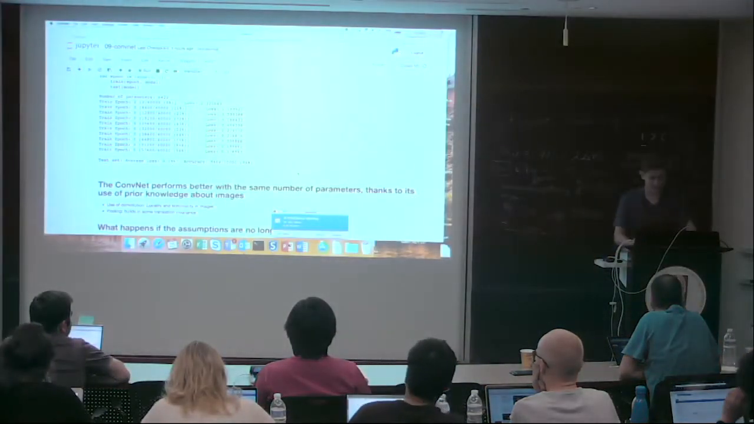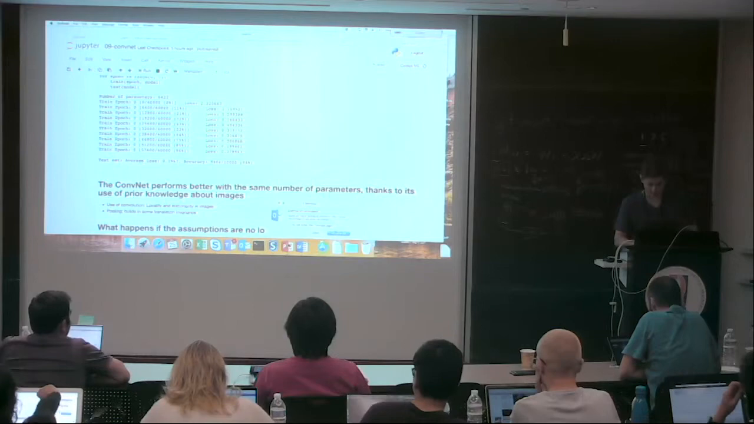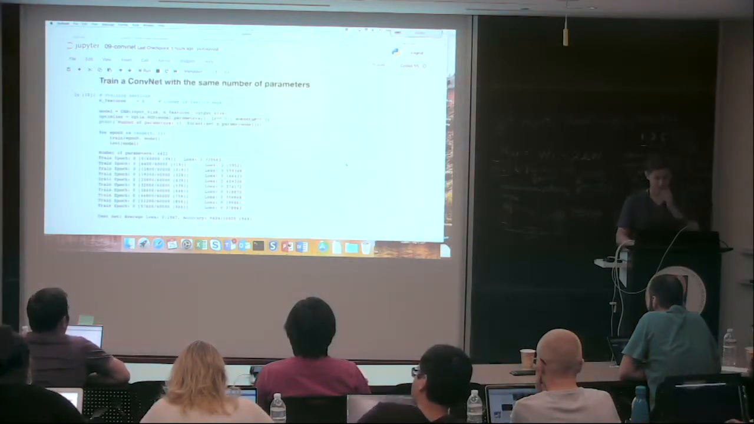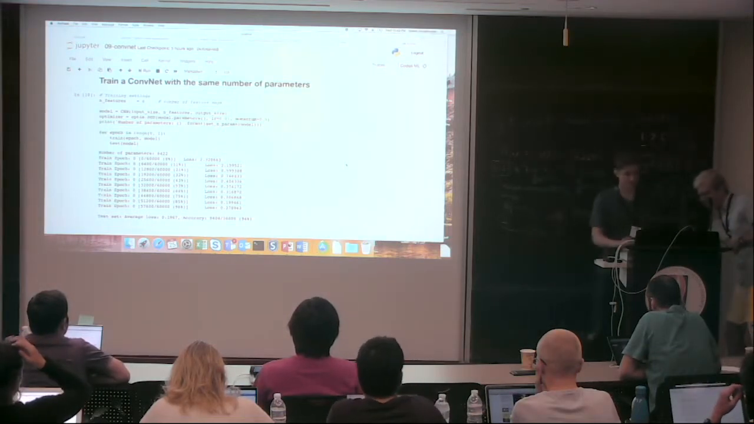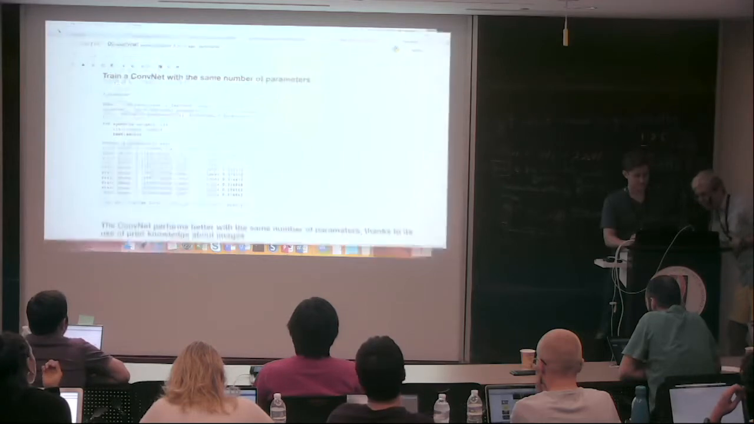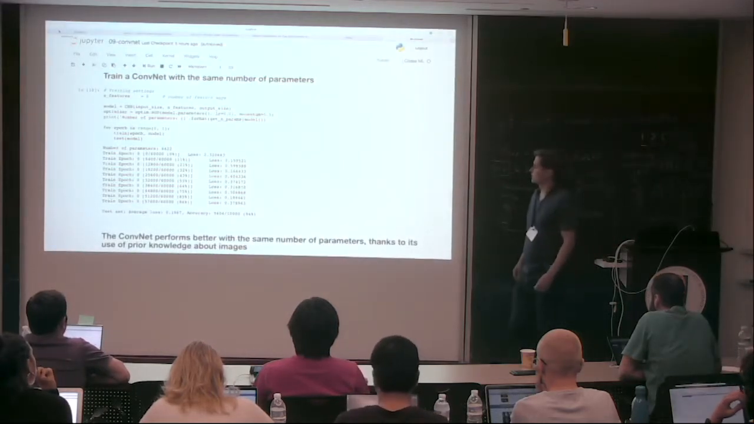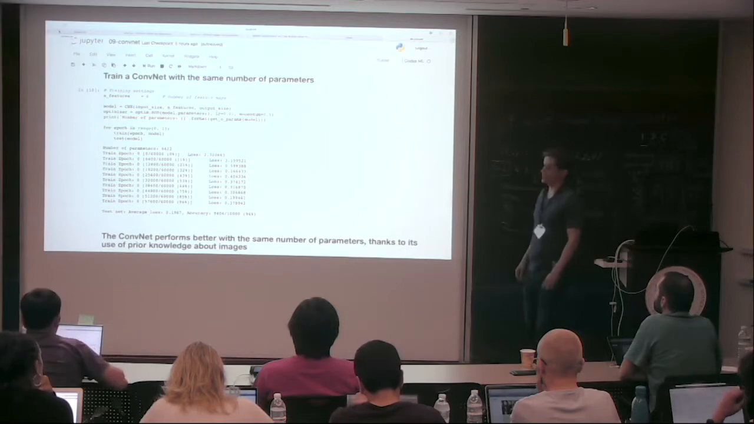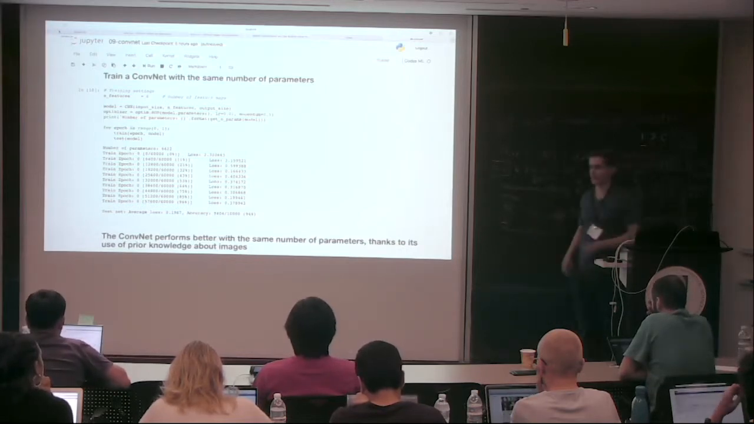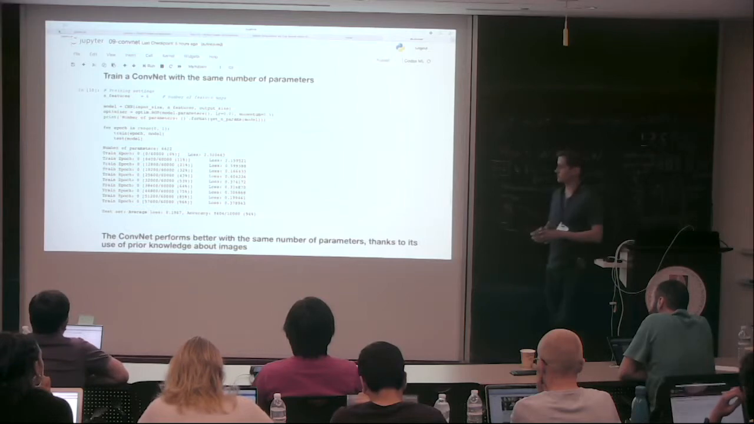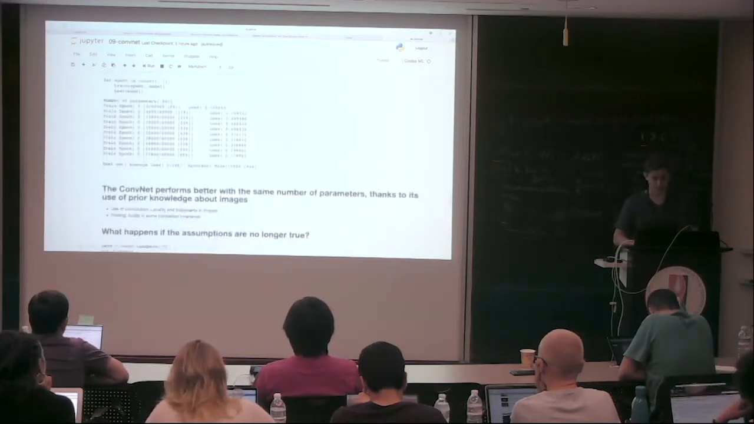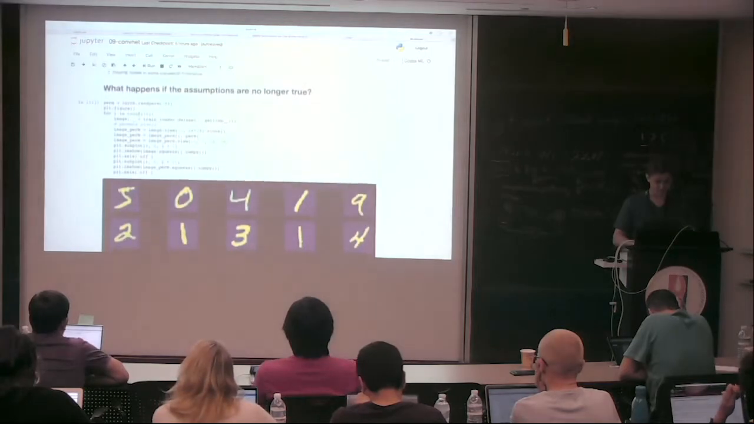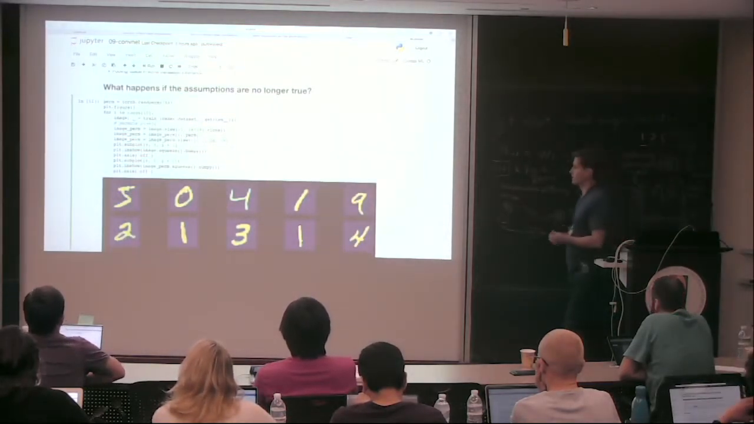All right, so just as Alfredo said, we trained a fully connected neural network and a convolutional neural network with the same number of parameters, and we've seen that CNNs perform much better. We made some assumptions when we constructed the convolutional neural net: stationarity, locality, and compositionality. What happens if we relax those assumptions? We can test that by permuting our data.